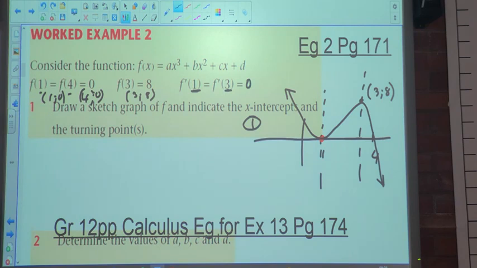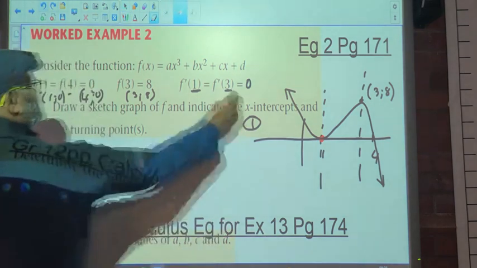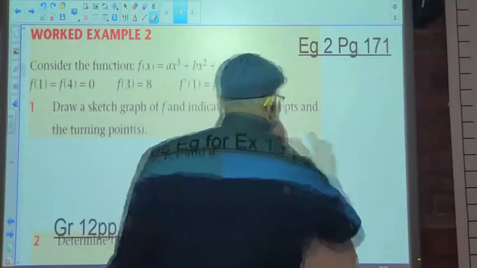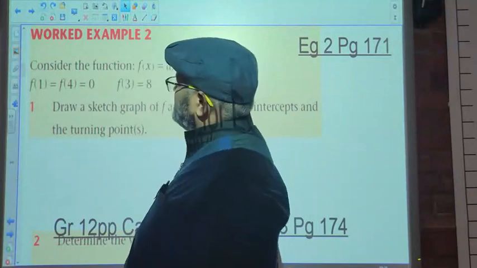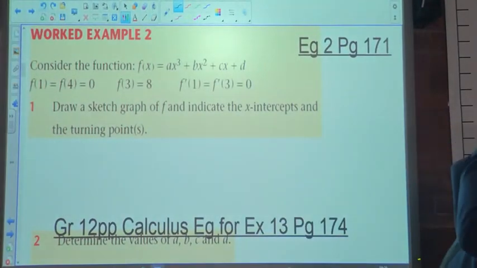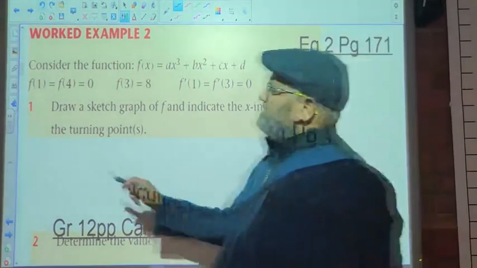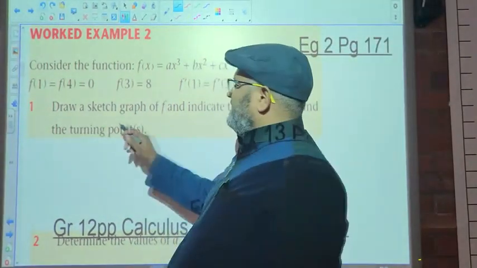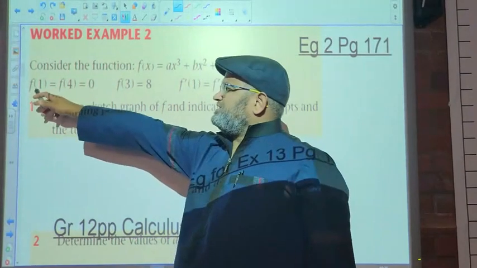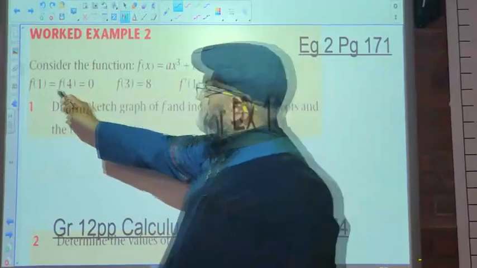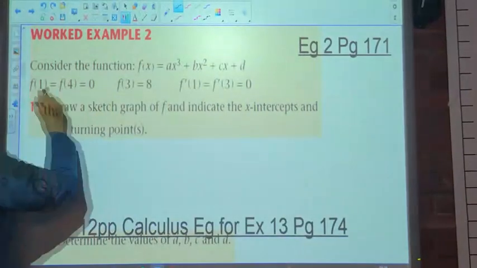You guys understand how to do it again? Okay, start again. It says consider the function f of x equal to ax cubed plus bx squared plus cx plus d. We are told to draw the sketch of the graph of f and indicate the x-intercepts and the turning points. As you can see here, f of 1 is equal to f of 4, which is equal to 0.